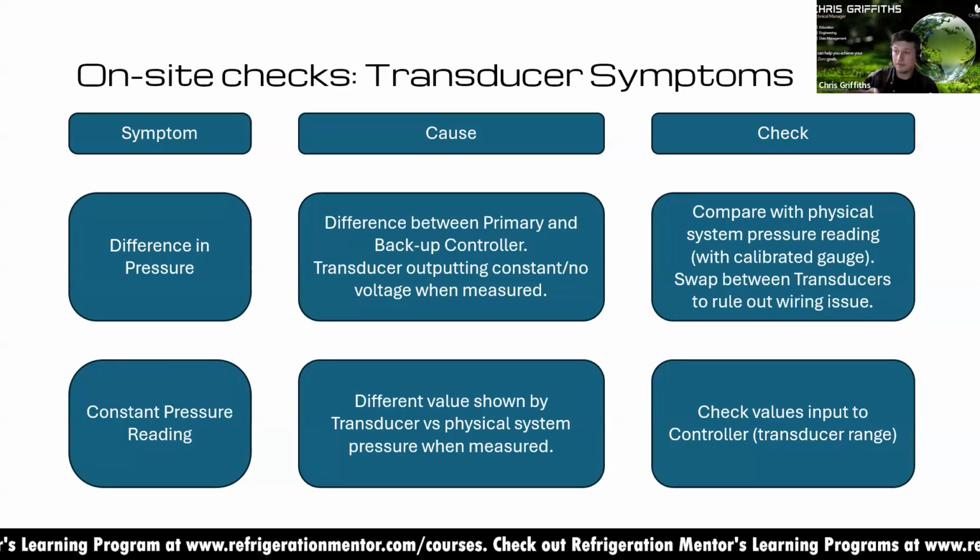And then again, if you have a constant pressure reading, where you've got a different value shown by the transducer versus that physical system, we put our gauge on the system and check the values which are inputting to the controller. So check the voltage, check that the transducer range is set up correctly in the controller, whether it's a 60 bar or a 90 bar transducer, or lower if it's a lower pressure system. Don't tend to come across even lower than a 60 bar transducer on CO2 nowadays over in the UK. I'm aware it was in the past.